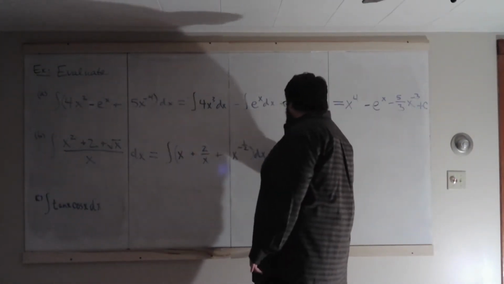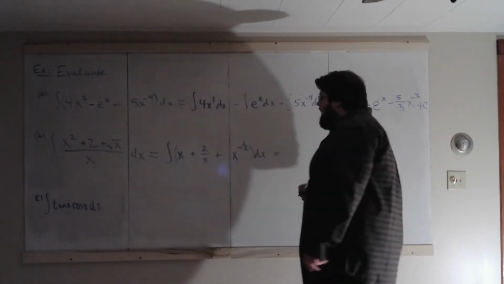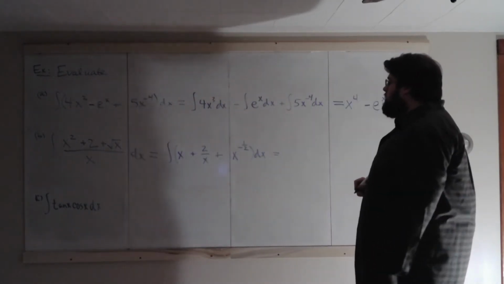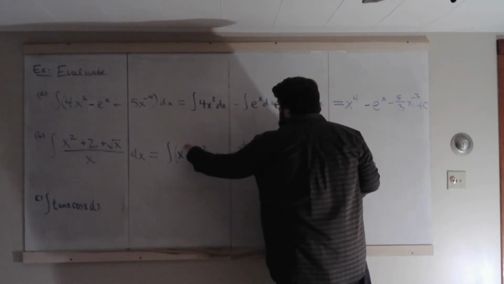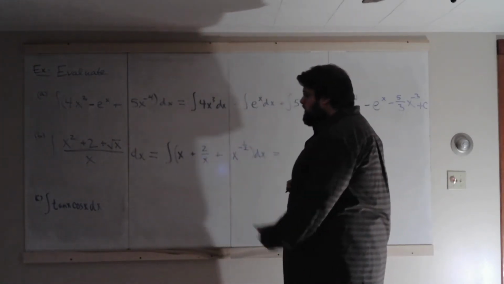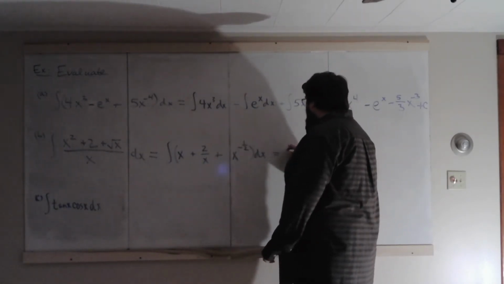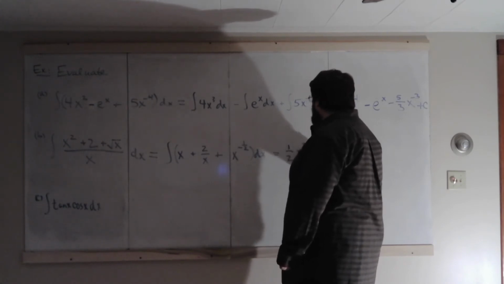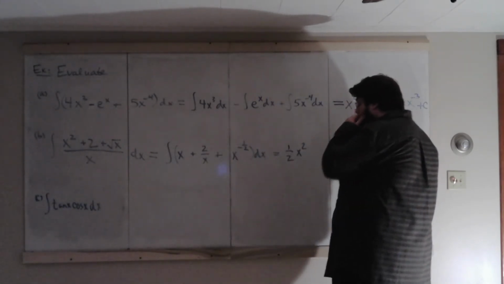The antiderivative of x, well, we use the power rule. The exponent here is 1, so you get 1 over 1 plus 1 times x to the 1 plus 1. So that's a half x squared. What about this next one?